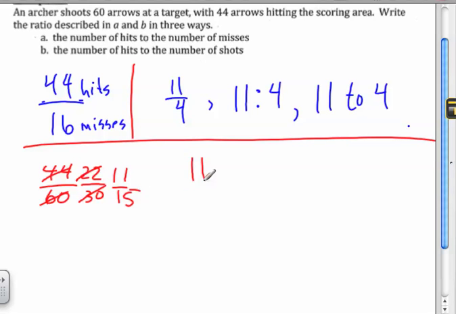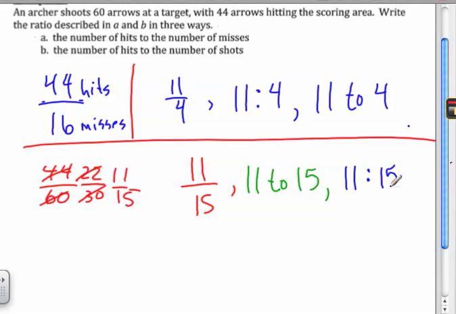Now, that's one of our ways of writing a ratio. How else could I write this ratio? 11 with the word to between them, 15. What's another way that I can write that ratio? 11 and a colon, 15.